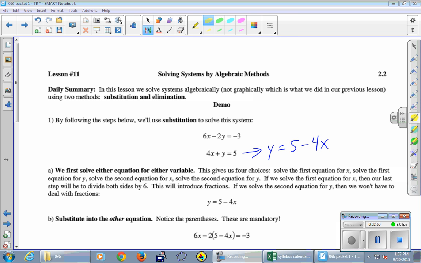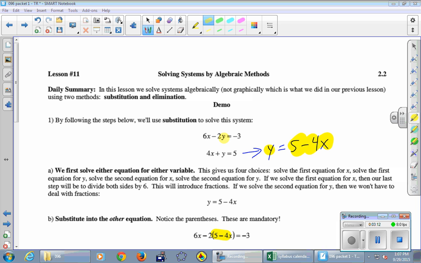Okay, here's the key step for substitution. Once you have solved one equation for y, you take what you got and you substitute it into the other equation. We just used the second equation. We are now going to plug into the first equation. And we're going to change that y into this y, which is really 5 minus 4x. And that's what's happened right down here.